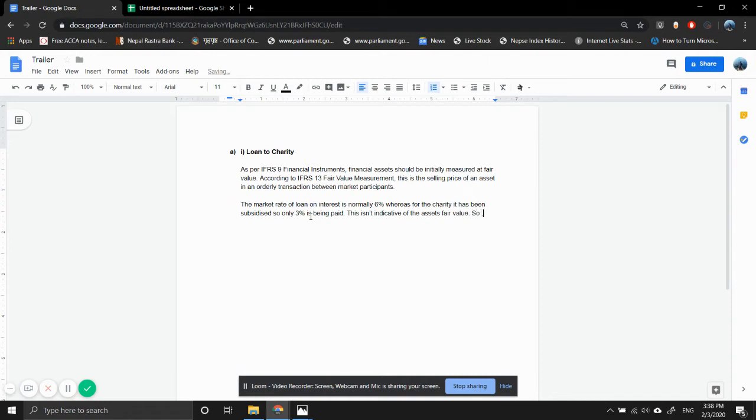So it is determined by discounting all cash flows at the normal market rate for a similar instrument.